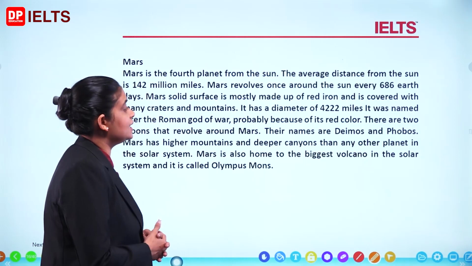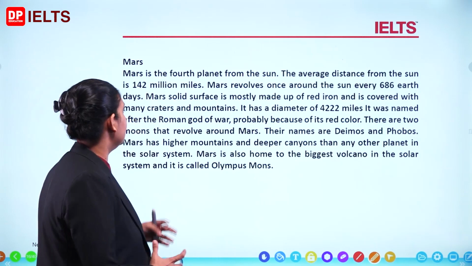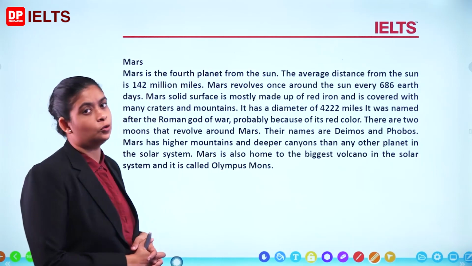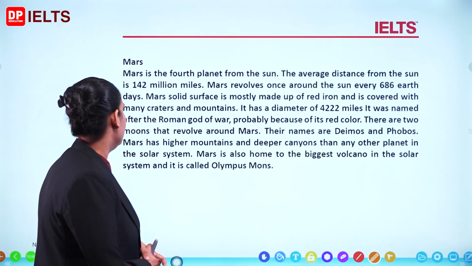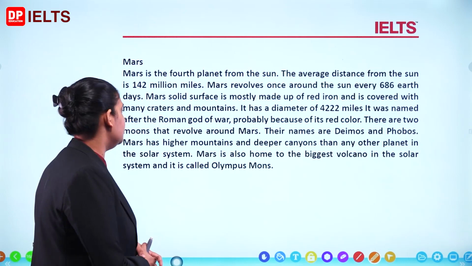It has a diameter of about 4,222 miles. And it is named after a Roman god, the one who was for war. Muka deka ratu paata hinda. There are two moons. Handaval dekak tiyena Mars wala. Their names are Deimos and Phobos. Nam dekak deela tiyenne. Mars has higher mountains and deeper canyons than any other planet in the solar system.